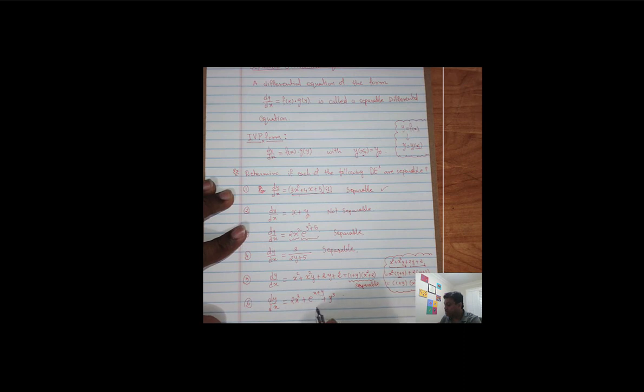And then the fourth differential equation, the last one, number 6, is not separable.